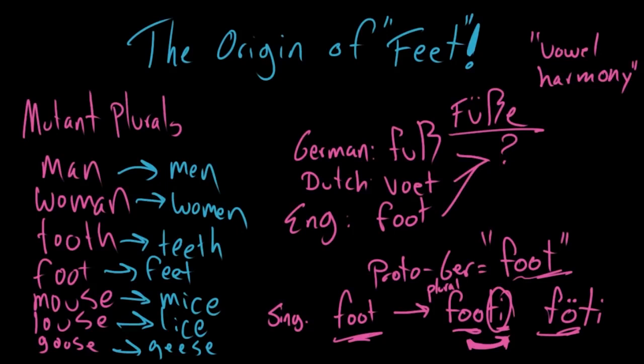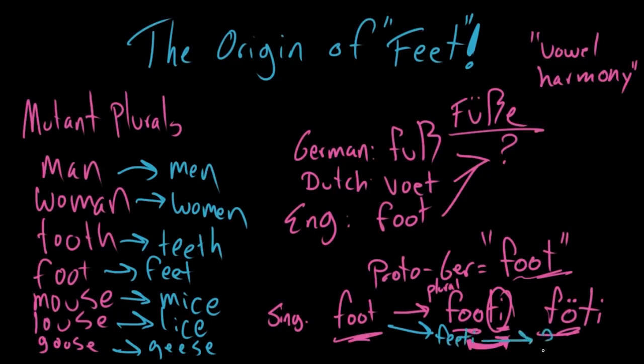Okay. Now, eventually that Ü sound dropped out of English, which is why it's so hard for us to pronounce. And it was replaced in pretty much all cases with the E sound. So we get the word fiti, and then the E drops off, and we're left with foot as the singular and feet as the plural. Cool. So it goes from foot to feety.